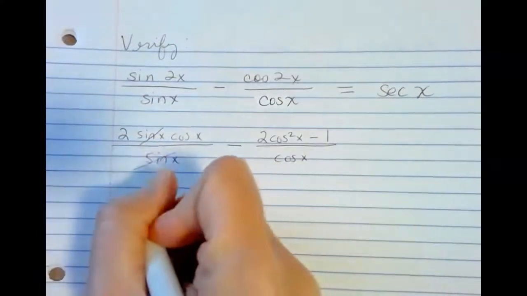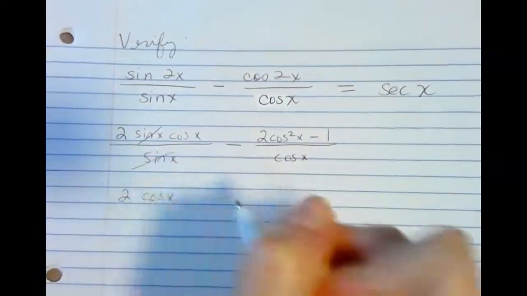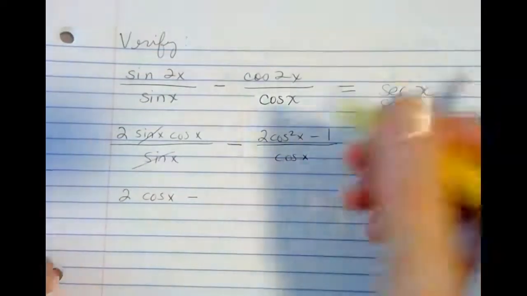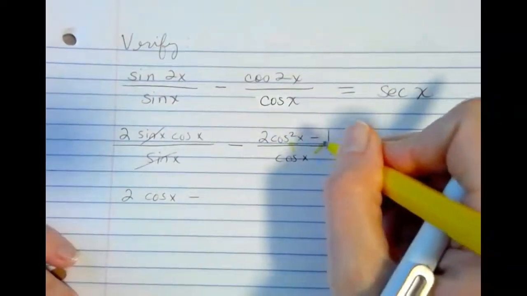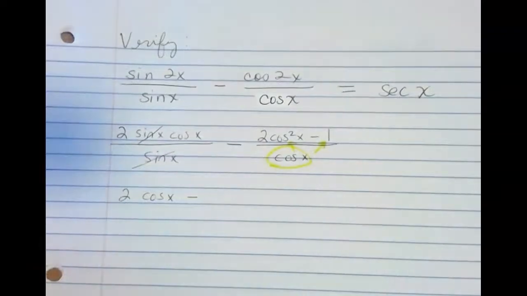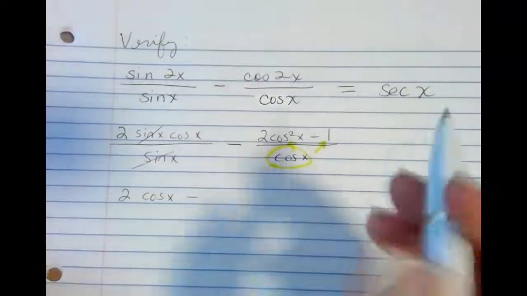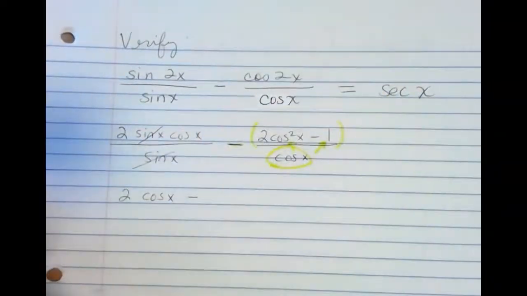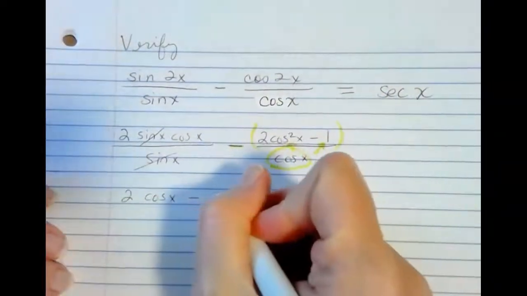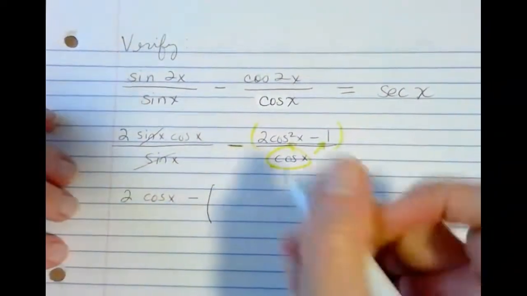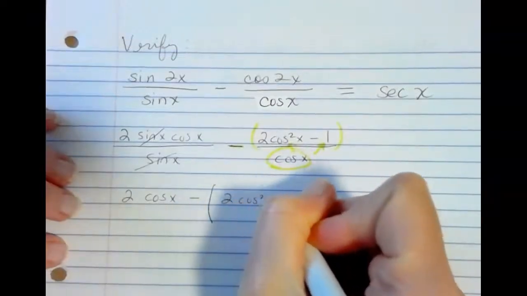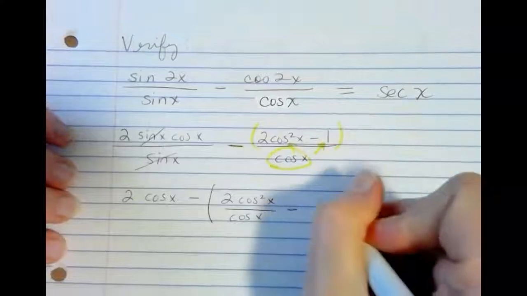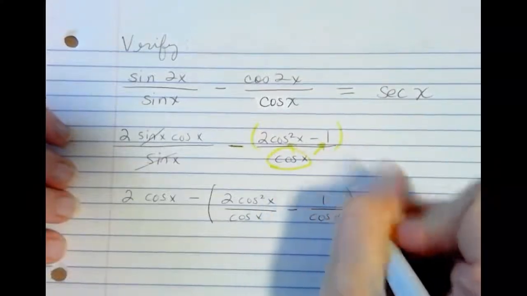So first of all, over here, all we've got left is 2 cosine x minus, now remember, we've talked about this, we've got the cosine x, that is a single term, so it is the common denominator for both of those terms. Just remember to be careful with that minus. It is going to get distributed there. So I think I'm even going to put this in parentheses to help out. So we've got 2 cosine squared x over cosine x minus 1 over cosine x.